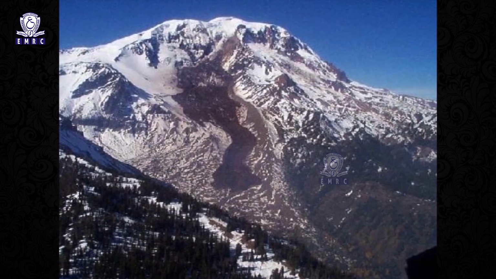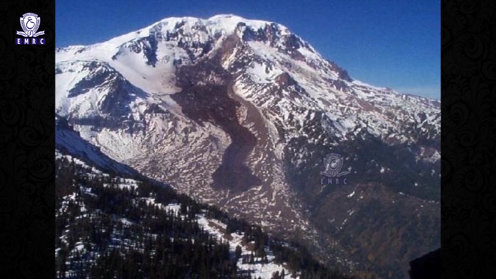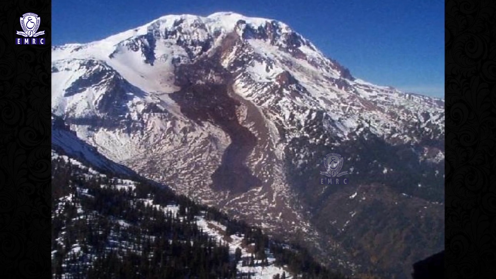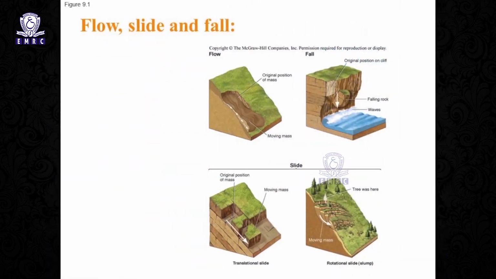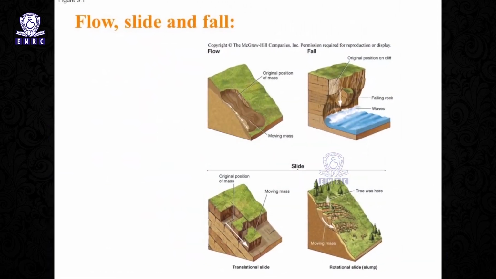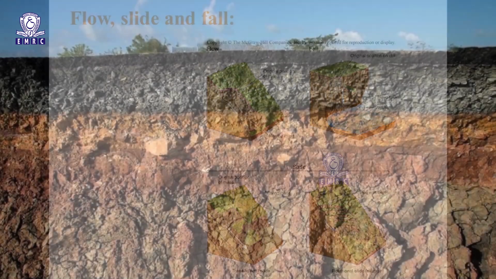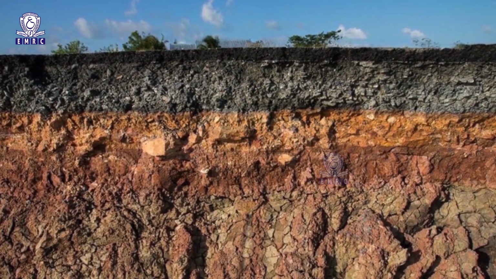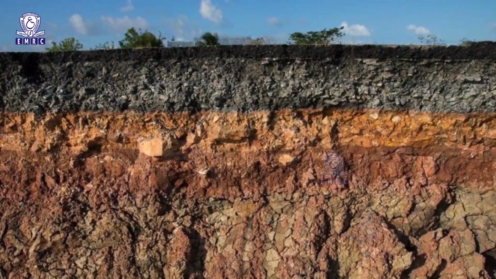The main distinguishing difference is that debris avalanches occur on very steep slopes. The movement is a combination of fall, flow and slide. The material consists of a mixture of rock, soil, etc.